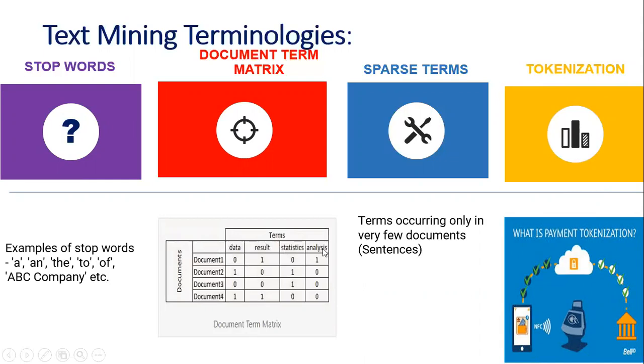Sparse terms. Terms occurring only in very few documents or sentences are termed as sparse terms. Tokenization. Tokenization is the process of replacing sensitive data with unique identification symbols that retain all the essential information about the data without compromising its security. Like your payment from your phone to the bank is an example of tokenization.